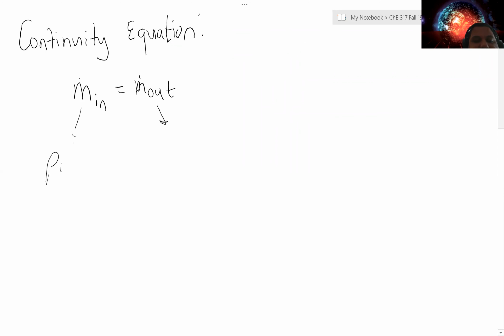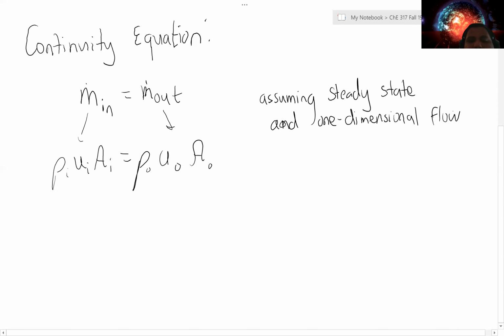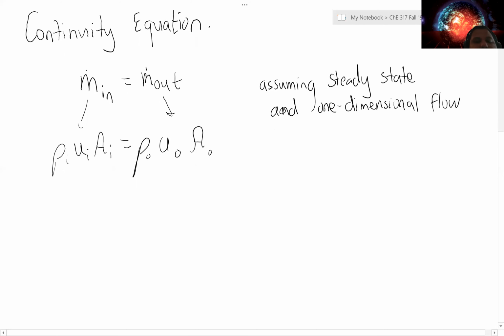We can break out these values as a function of the parameters that define the mass flow rate in these systems, those being density, flow velocity, and flow area, such that for assuming steady state and one-dimensional flow, we can arrive at this form of the continuity equation, which allows us to understand the implications of mass flow with regards to the cross-sectional area of flow, fluid velocity, and fluid density.